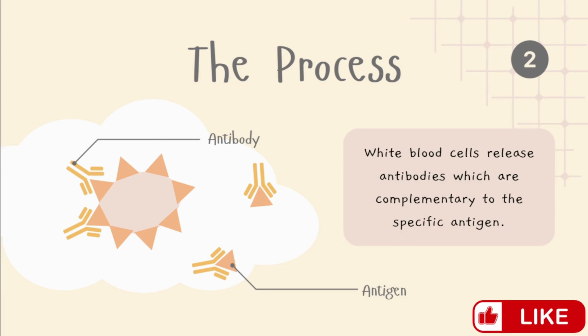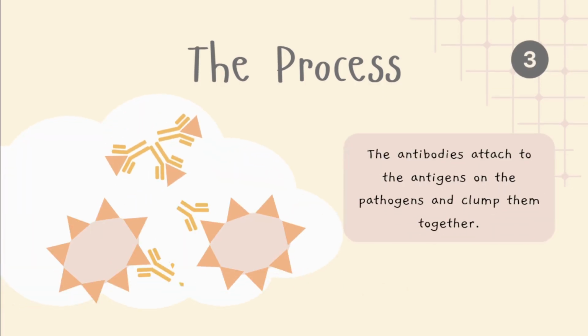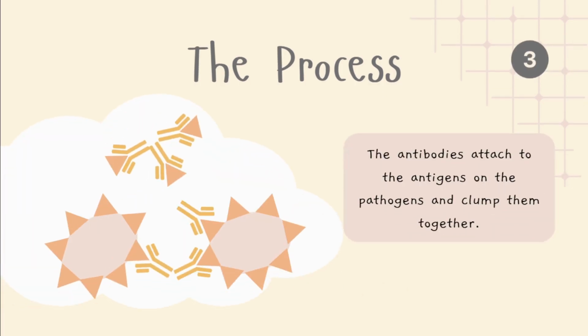Our white blood cells detect the antigen and start producing antibodies. These antibodies are specific, meaning each antibody matches a particular antigen like a lock and key. The antibodies attach to the antigen on the pathogens. This causes the pathogens to clump together, making them easier to destroy.